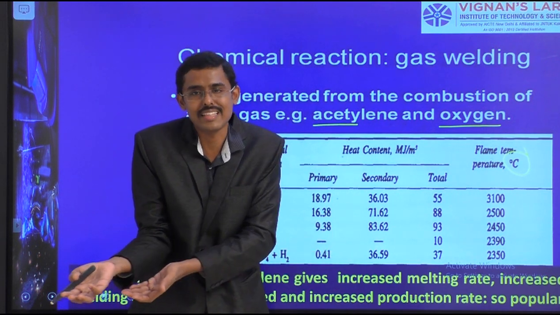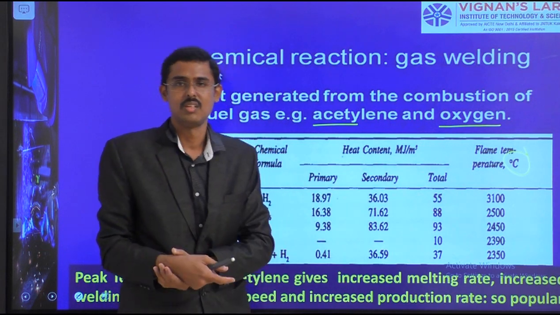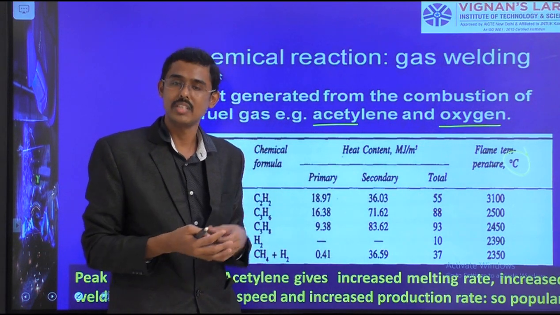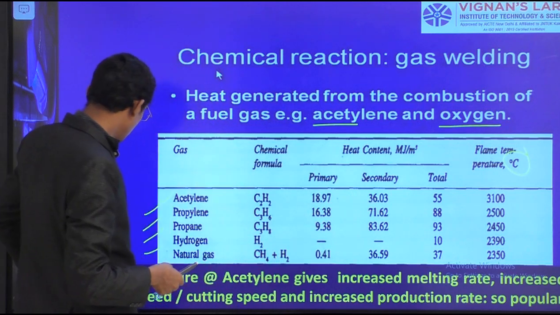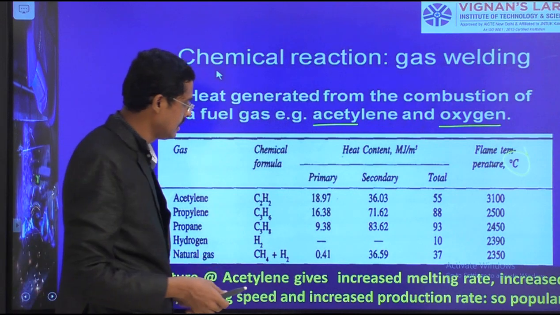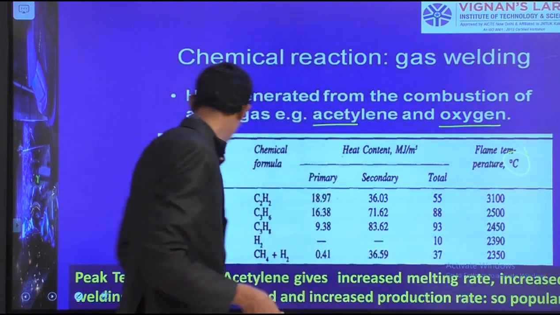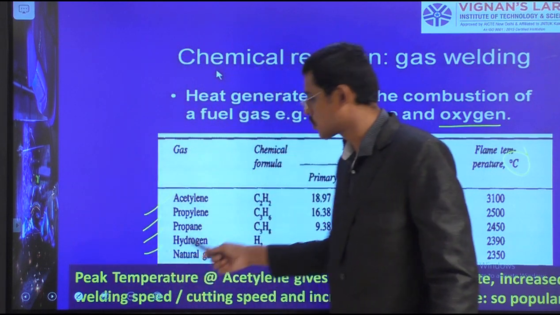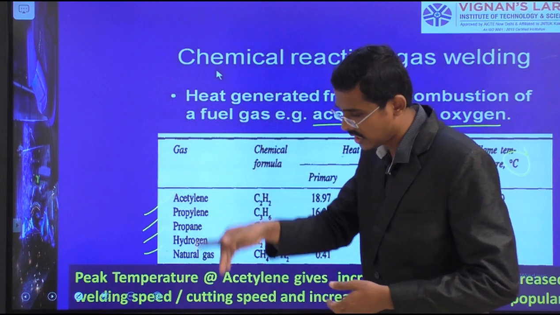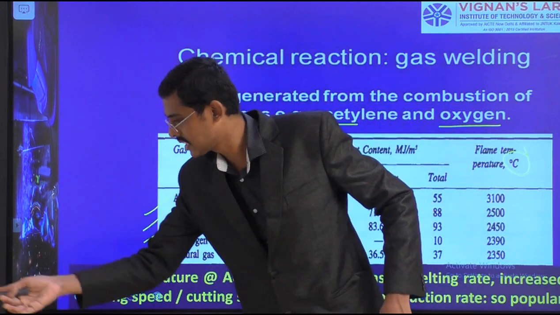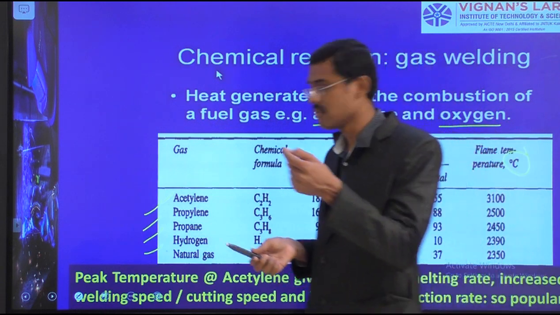Therefore, acetylene is the most preferable one because of its high temperature. Why go for other gases, why hydrogen, why propane? Because they already have lower temperatures. We need high heat for immediate melting and joining. The peak temperature of acetylene gives an increased melting rate, and therefore an increased welding speed. We can do fast heating. Once it is heated, why keep on heating? You can go to the next welding spot, and the next. So we are using acetylene as the major source.